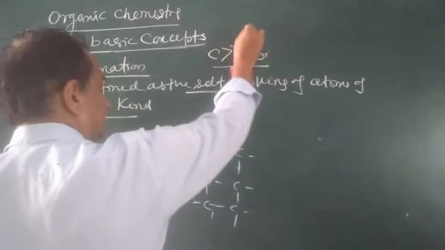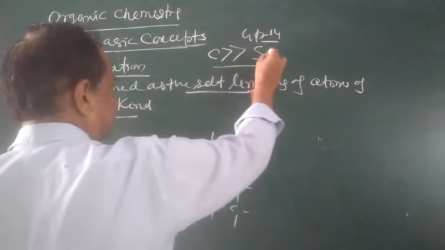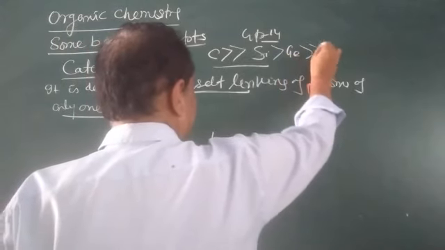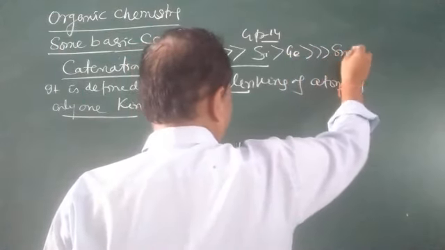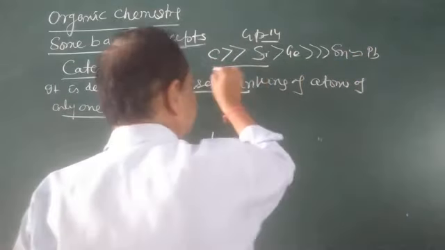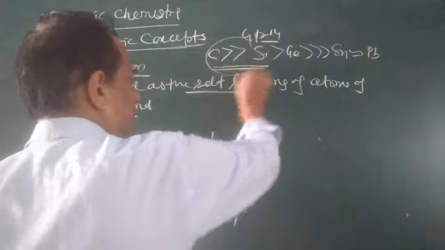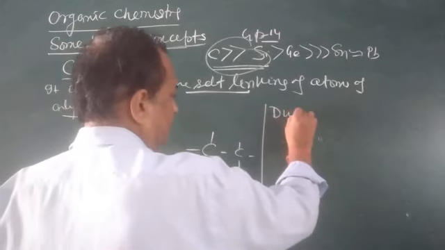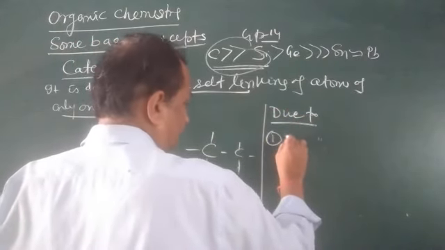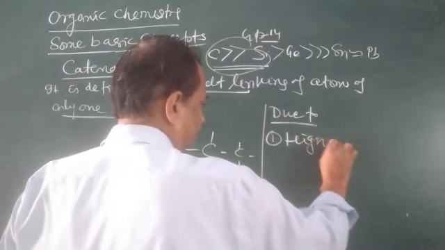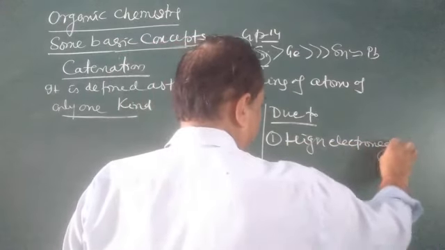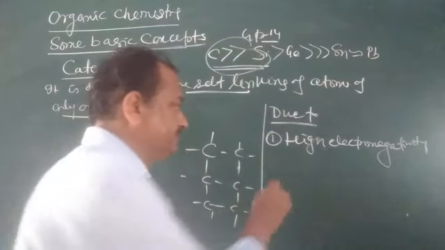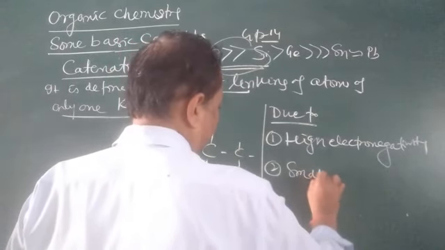Silicon also exhibits it, and so it is group 14. Then there can be germanium, then much less by tin and lead. So maximum tendency for carbon and silicon. Why is it there? The catenation is due to 2 points: high electronegativity, which means very strong tendency to gain the electrons, and second, a small size.